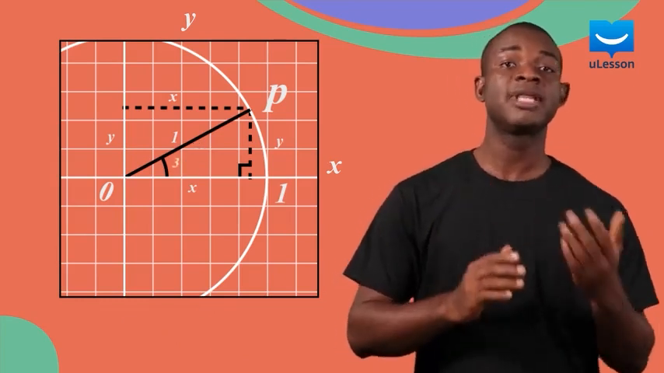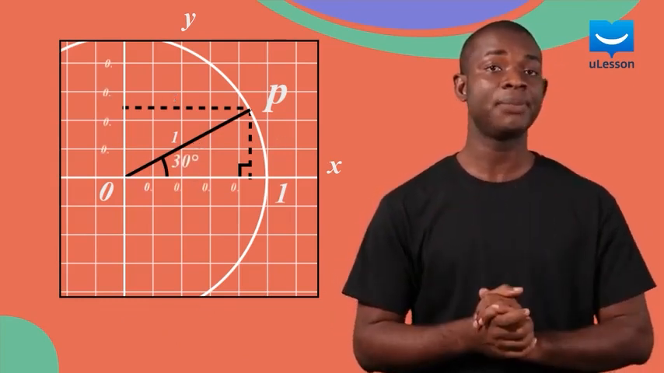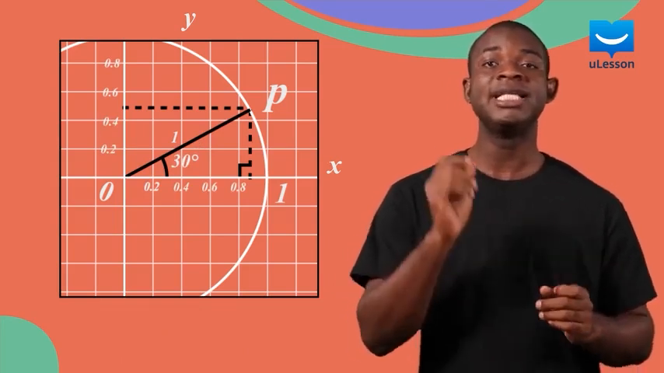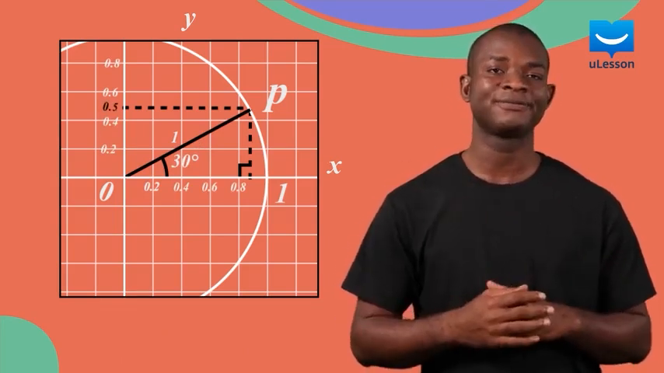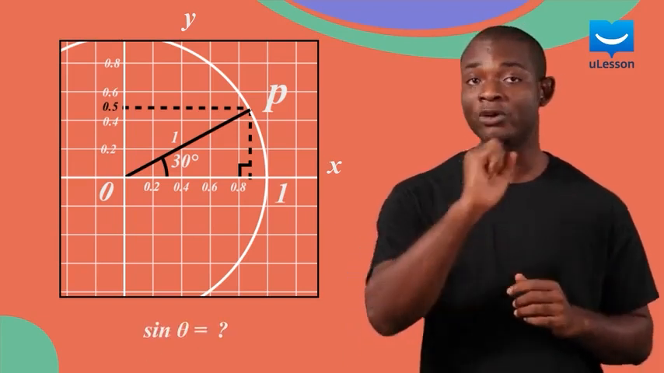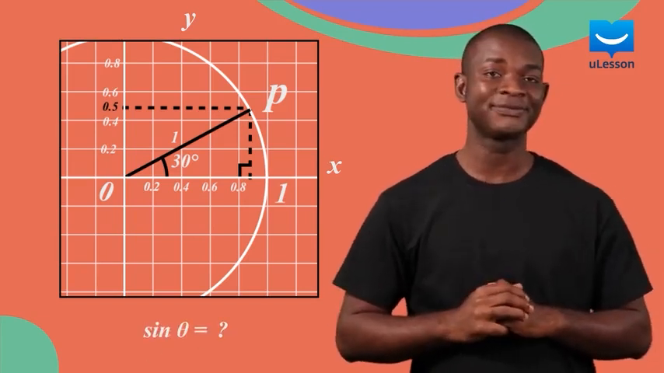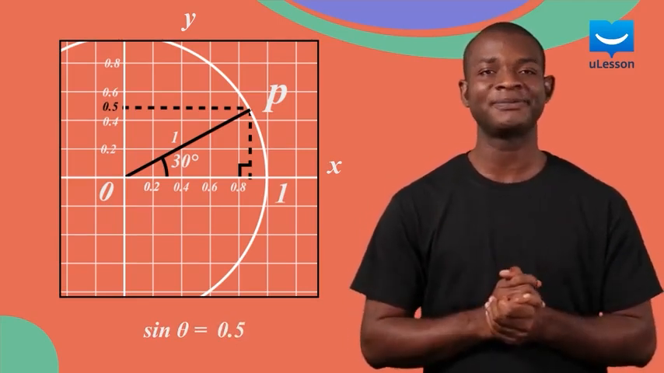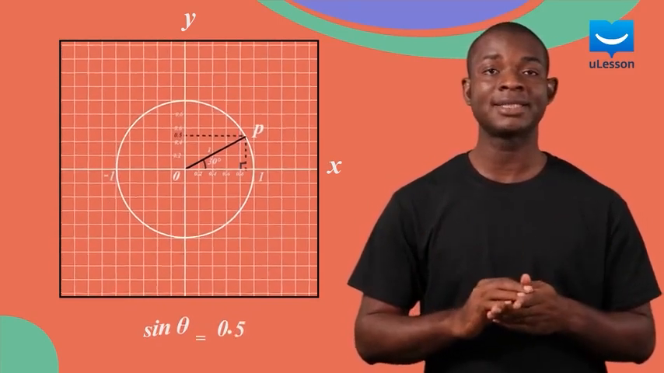Supposing theta was 30 degrees on a labeled Cartesian plane, you can see that the y-coordinate of P is 0.5. Can you remember the value of sine 30 degrees when we were in Sintaco Villa? Of course, it was 0.5. So you can see that we are right.